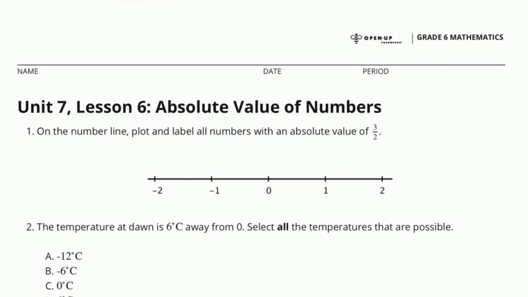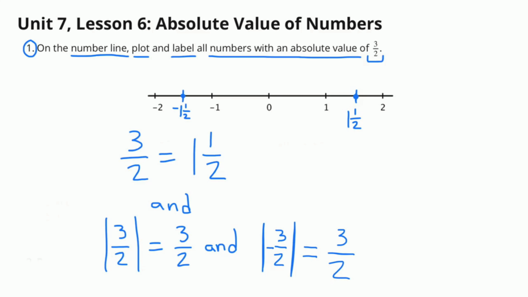Unit 7, Lesson 6, Absolute Value of Numbers. Number 1. On the number line, plot and label all numbers with an absolute value of 3/2. The absolute value of -3/2 is the same as 3/2 because it's 3/2 units from 0. And the absolute value of +3/2 is 3/2 because it's 3/2 units away from 0.